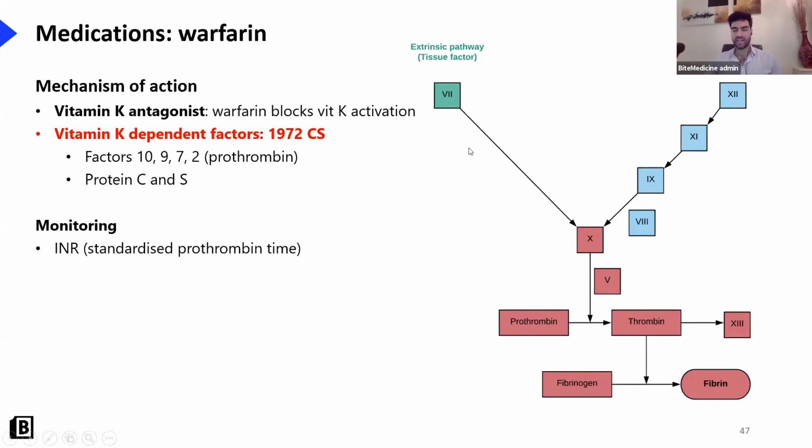Good, because of the factor 7 being affected. Okay, so remember factor 7, I know factor 9 is also affected, but factor 7, factor 10, factor 2 are all affected. So that's a big part of the extrinsic pathway. The APTT will also be a bit deranged because factor 9 is affected, but in general, we use the prothrombin time to monitor warfarin. And that's primarily because of the effect on factor 7. Remember, the prothrombin time looks at the extrinsic pathway.